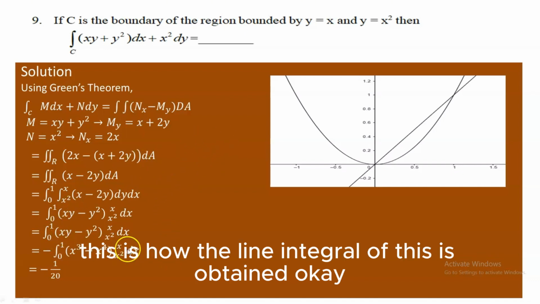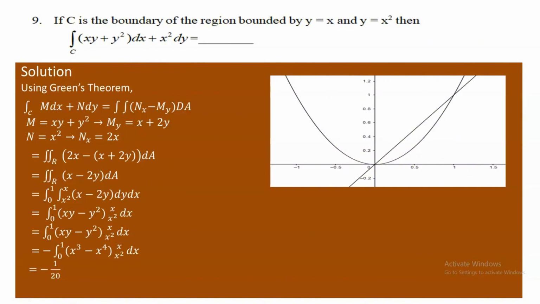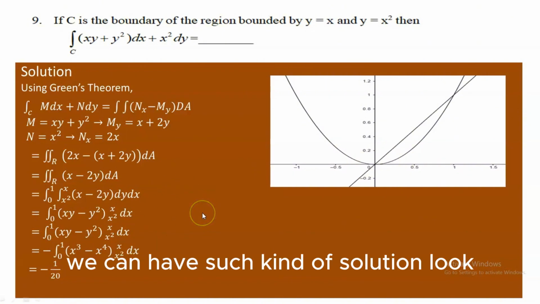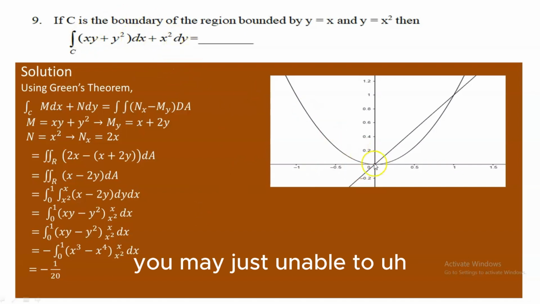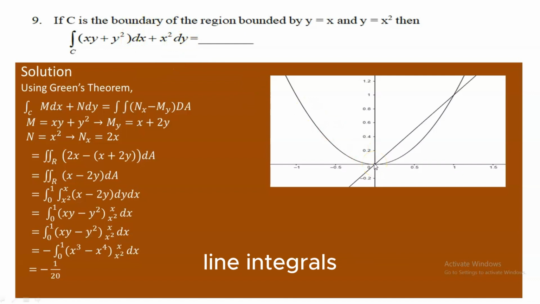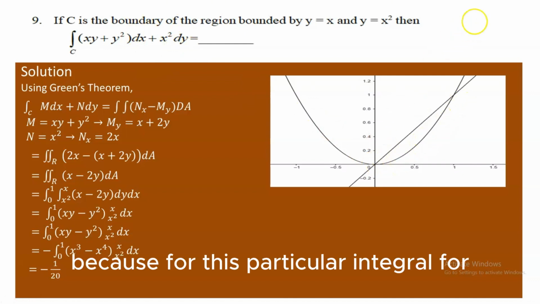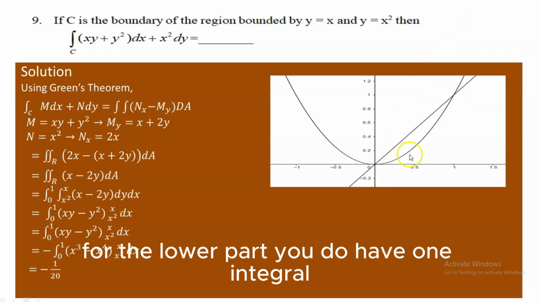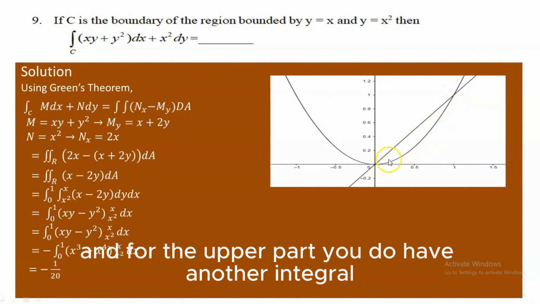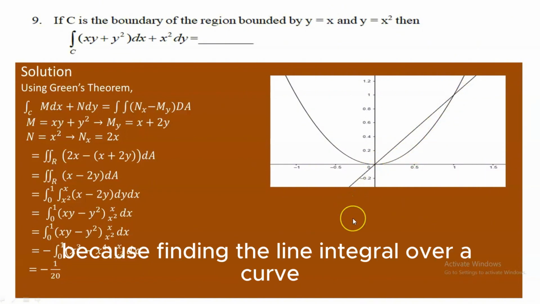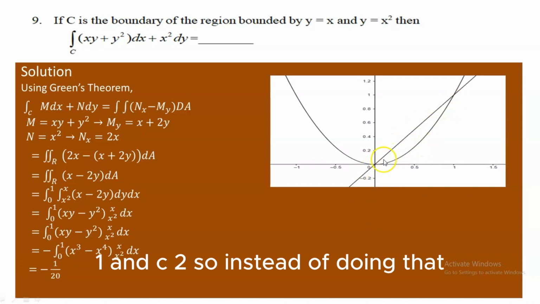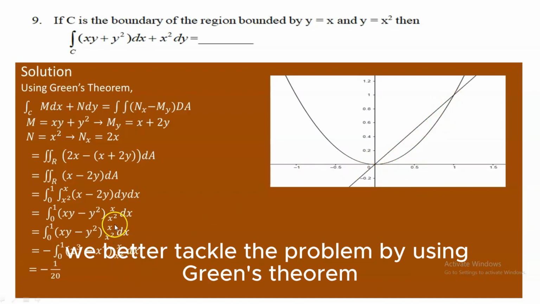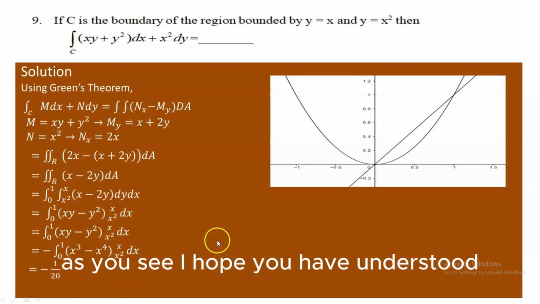This is how the line integral is obtained, using Green's theorem. Had you been doing it by the given expression alone, you would have had to do two line integrals, one for the lower part of the curve and another for the upper part, because finding the line integral over the curve C is finding the two line integrals over C1 and C2. So instead of doing that, we better tackle the problem using Green's theorem. I hope you have understood.